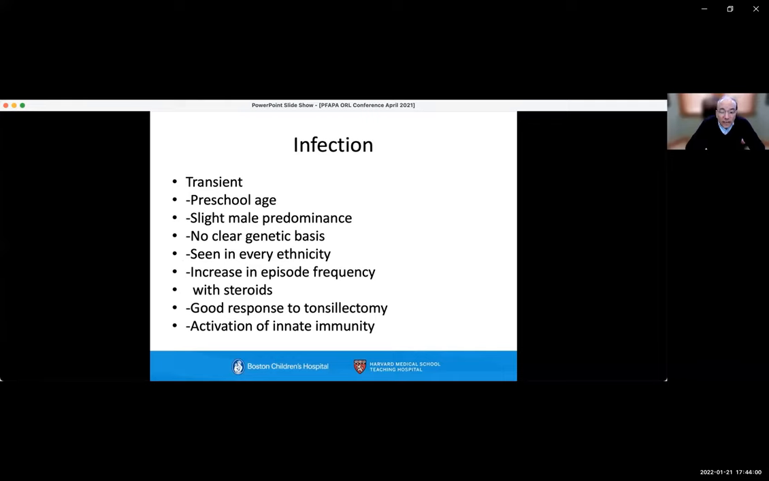There's no clear genetic basis for this. It is seen in almost every ethnicity. There's an increase in episode frequency when giving steroids. There is a good response to tonsillectomy, and blood work shows activation of the innate immunity.